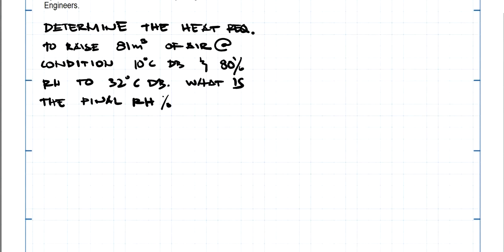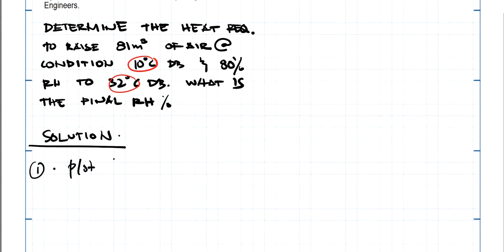And also we are asked what is the final relative humidity, right? So from initial temperature 10 degrees to the final temperature of 32 degrees. Okay, so for the solution, step 1 as always is to plot the states in the chart, and obtain necessary data.